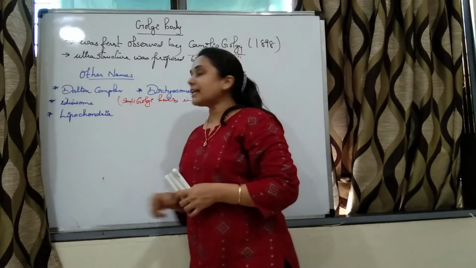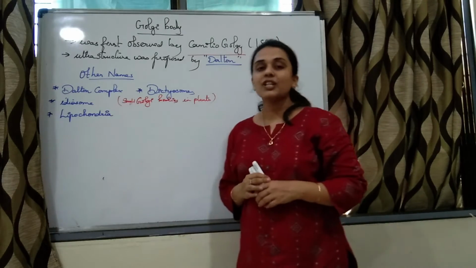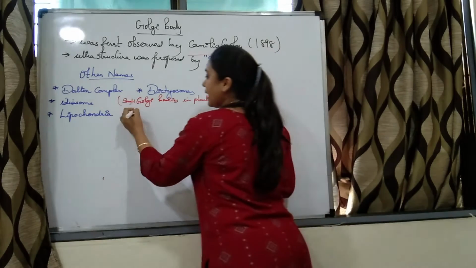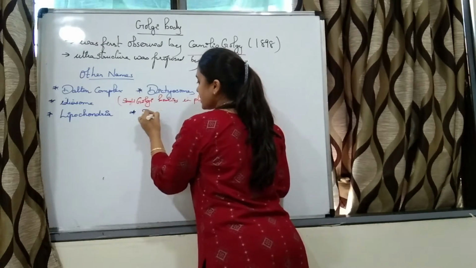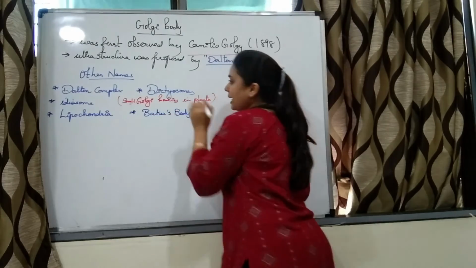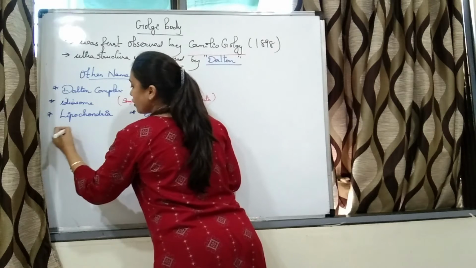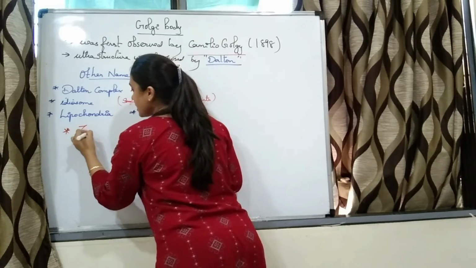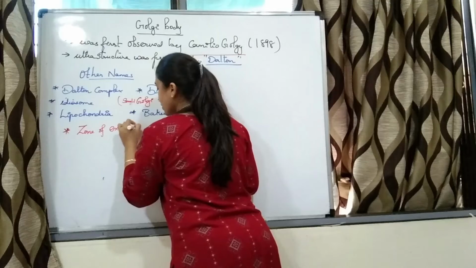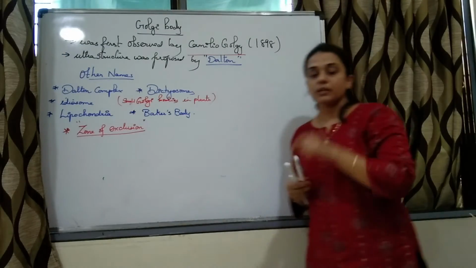It is also called as Dalton complex. It is also called as idiosome. It is also called as lipochondria, and it is also called as Baker's body, right? So these are the other names of Golgi body. One more thing you have to learn is zone of exclusion, right? What is zone of exclusion, right?